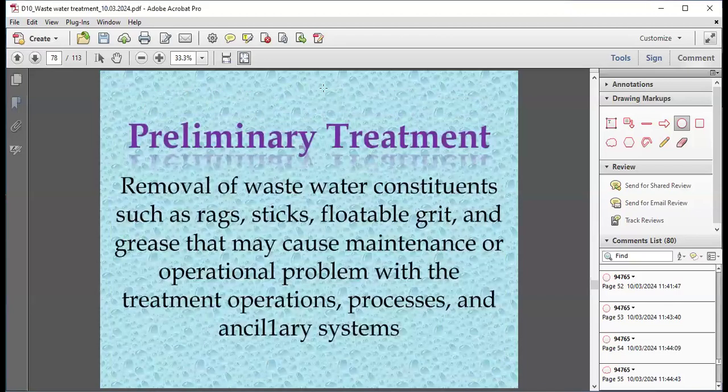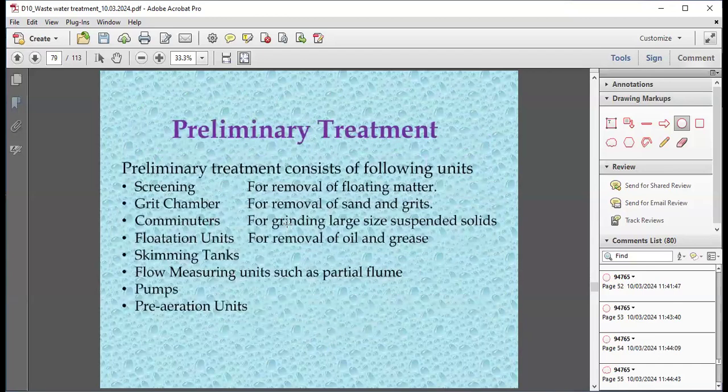Simple definition: the preliminary treatment is the removal of wastewater constituents such as rags, sticks, floatables, grit, and grease that may cause maintenance or operational problems with the treatment operation, process, and ancillary systems. Right, preliminary treatment. These are the processing units.